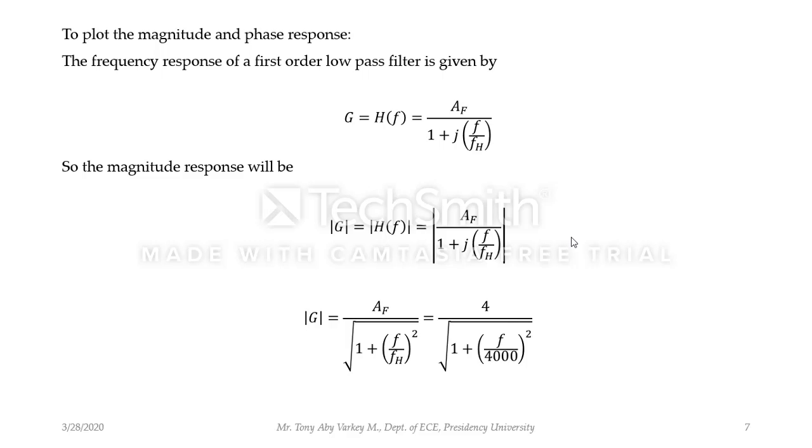The absolute value of AF is AF, and the absolute value of the complex quantity 1 plus jf by FH will be the square root of real part square plus imaginary part square. Here the real part is 1 and the imaginary part is f by FH. So the magnitude will be the square root of 1 plus f by FH squared. Finally, with AF as 4, you get 4 by square root of 1 plus f by 4000 whole squared, since FH is 4000.